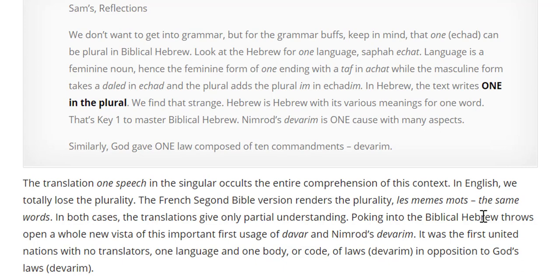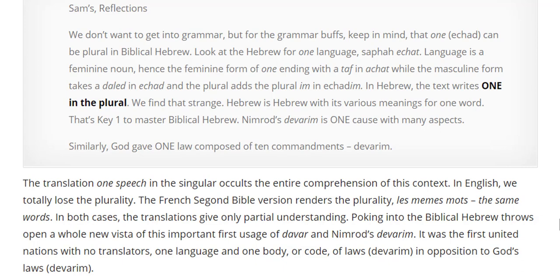The translation one speech in the singular occults the entire comprehension of this context. In English, we totally lose the plurality. The French Second Bible version renders the plurality, les mêmes mots, the same words. In both cases, the translations give only partial understanding.